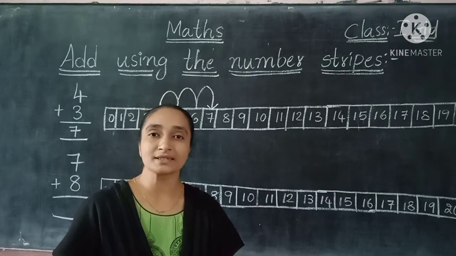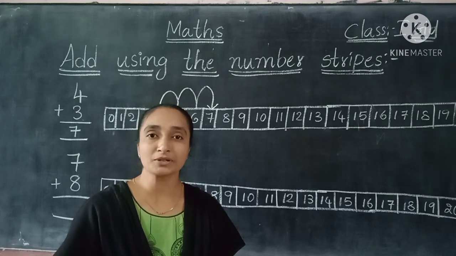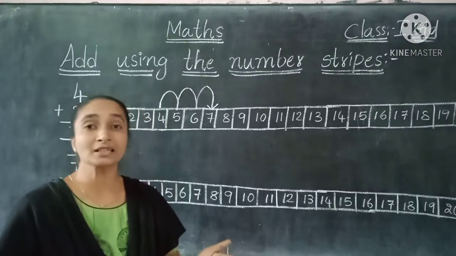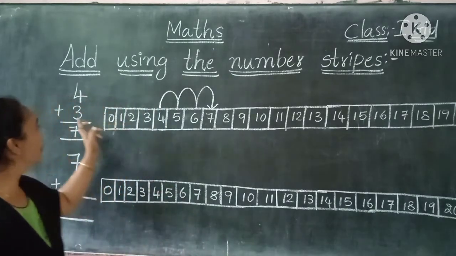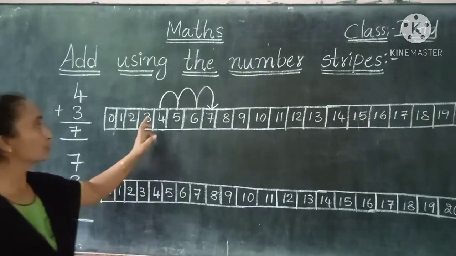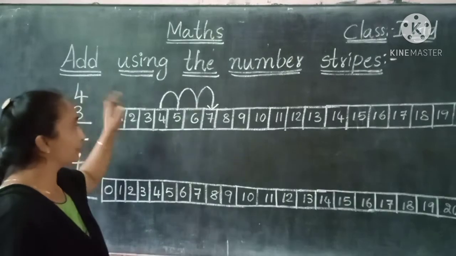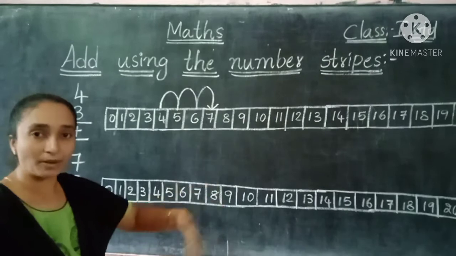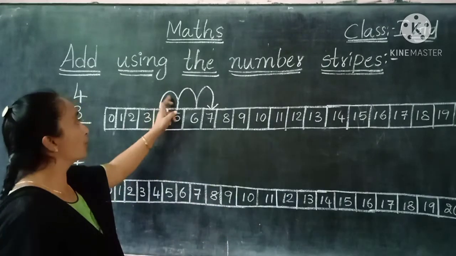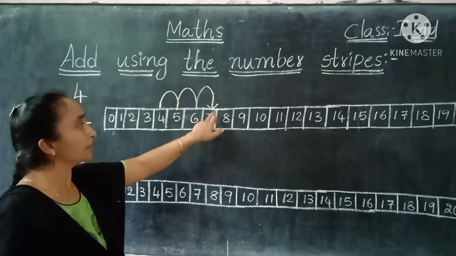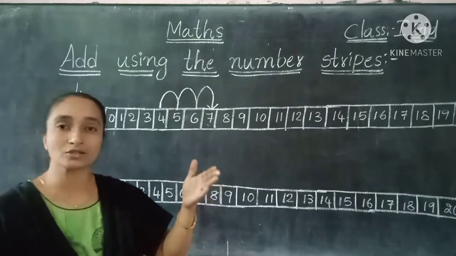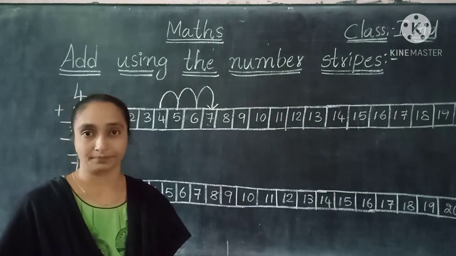That is very, very simple, children. By using the number strips, here we have a very simple addition, isn't it? Easily we will get the answer. 4 plus 3 is equal to 7. The first number is 4, we have started from 4. Second number is 3, so that many jumps you must go forward. 1, 2, 3. The third jump ended up at 7. So 7 is the answer. Where it will stop, that is the answer.